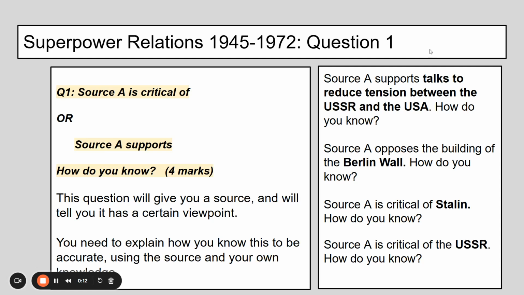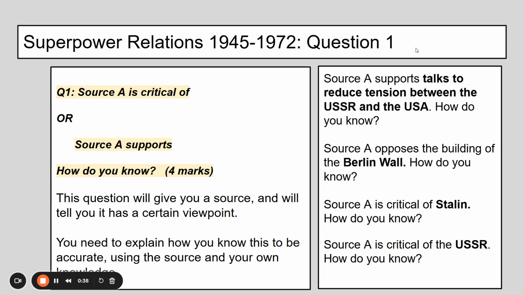Question 1 on the superpower relations question is a 4-mark question, and it'll ask you to look at source A, and the question is phrased as either something along the lines of source A is critical of, so there's a negative view of something, or it supports, there's a positive view. You're asked to explain how you know this, bringing in your own knowledge.